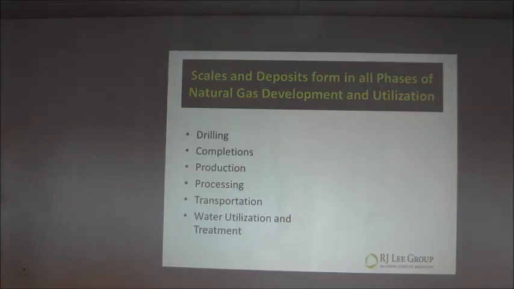Scales and deposits can form in all phases of natural gas development and utilization. I've seen scales from all of these situations over the past 3-4 years. You certainly see a lot in production, and you certainly see a lot in the water business, both in the utilization and treatment. But I've also seen it coming out of pipelines. I've seen it in processing plants, at different times, different scales and deposits.